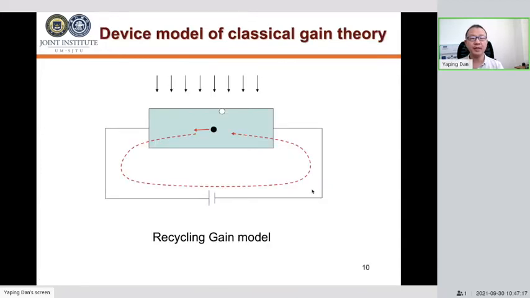In terms of the device model, this can be explained as follows: when the photon generates electron-hole pairs, one of the carriers will be trapped by surface states, for example, in low-dimensional devices. The other carrier circulates in the circuit many times. So when the device is made shorter and smaller, the transit time will be faster, so the gain will be higher. This is called the recycling gain model.